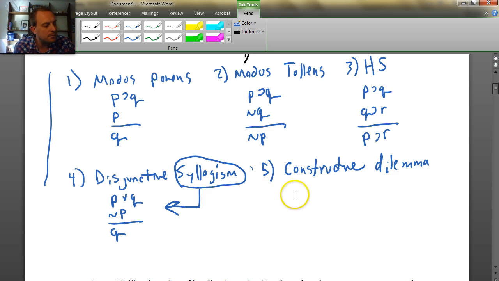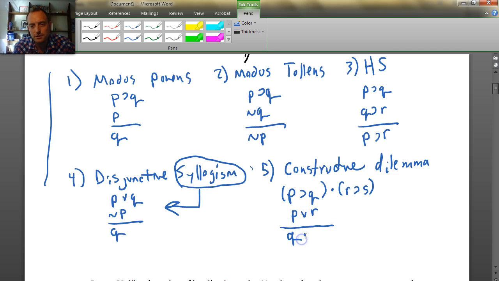the constructive dilemma. And the constructive dilemma looks like this. If you have P then Q and R then S, and you have either P or R, you can conclude that you must have either Q or S, right? That's the constructive dilemma.